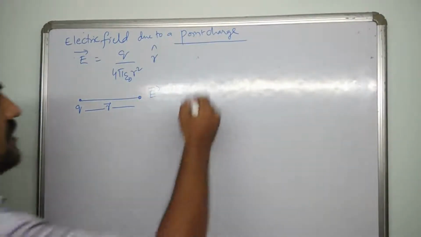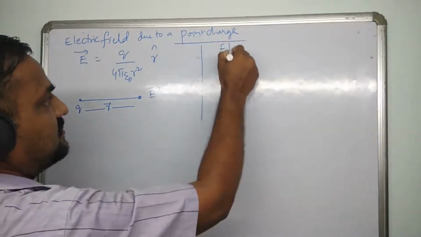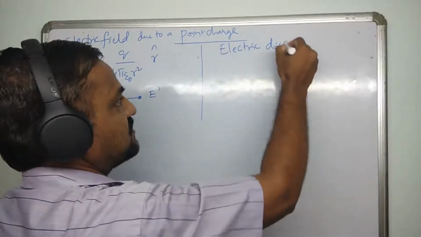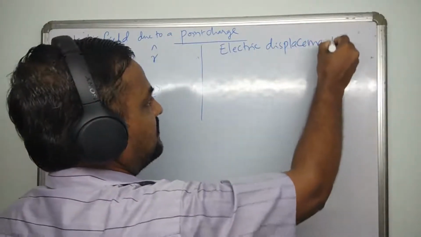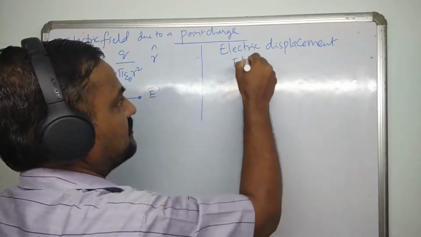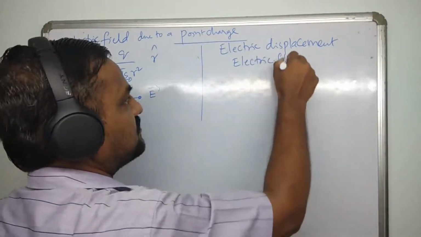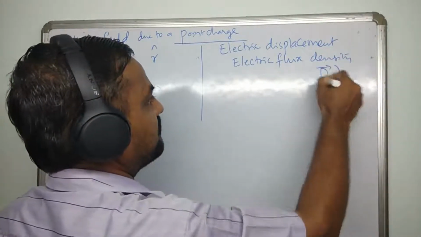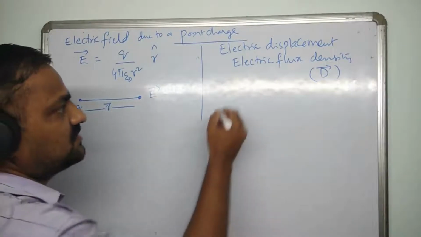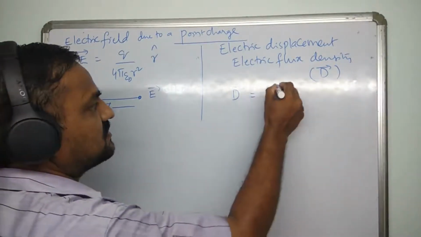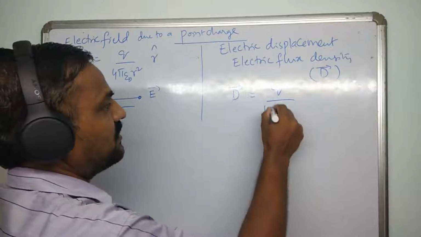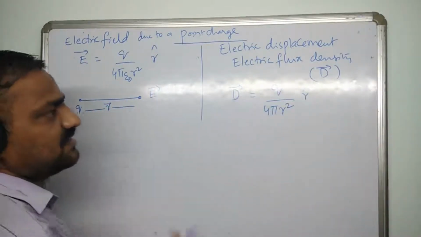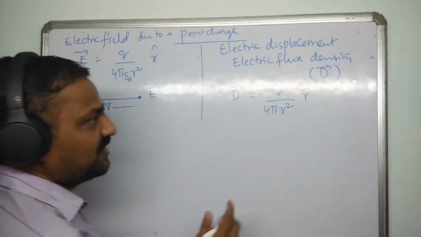Now we define another parameter, electric displacement, of course also for the same point charge. This electric displacement or electric flux density, both are one and the same, is denoted with vector D. Due to a point charge, D is defined as Q divided by 4 pi r square, of course r cap. The difference between this and this is just the epsilon naught in the denominator.